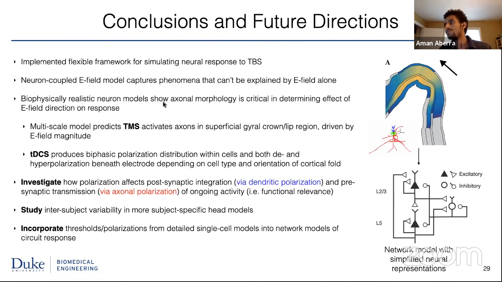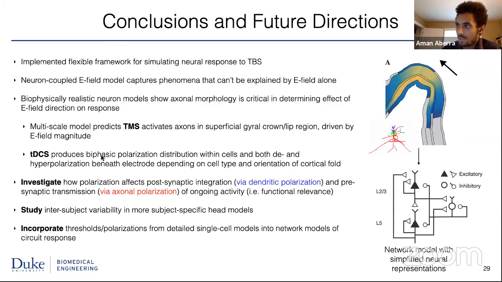The models that we've been using have shown that the axonal morphology especially is critical in determining the spatial sensitivity of these neurons to the electric field. And specifically for TMS, for example, we found that the axon is activated at its terminal, and because of its particular sensitivity to the electric field magnitude, this activation occurs in the superficial gyral crown and lip region, which is driven by electric field magnitude. But the subtle sensitivity to the direction produced these direction-specific effects that produce that anterior shift that we talked about.